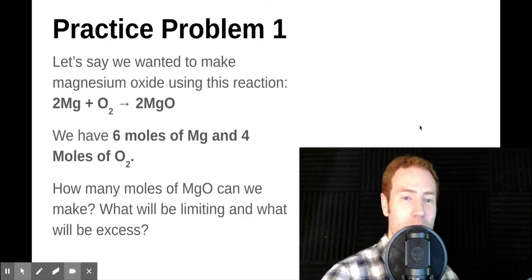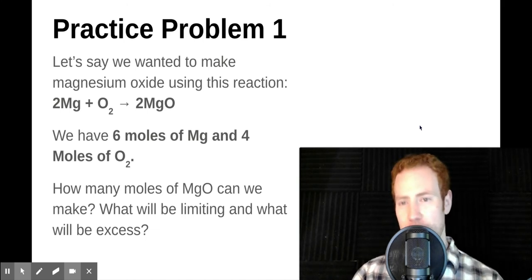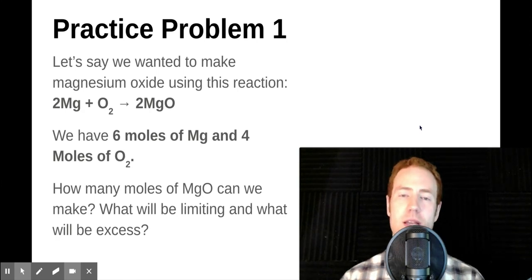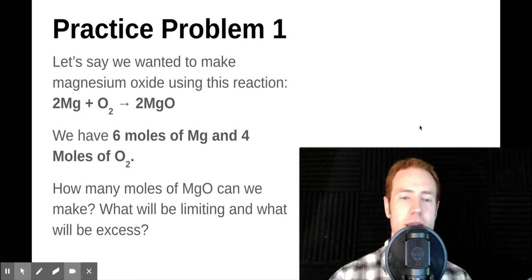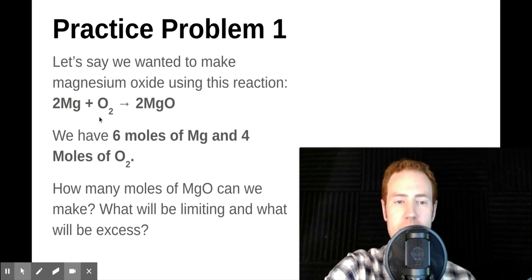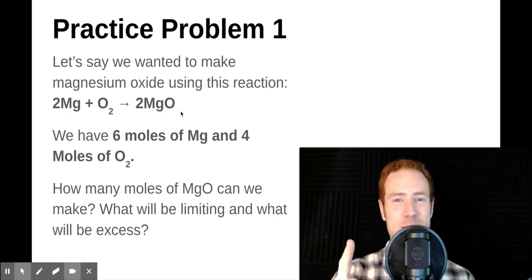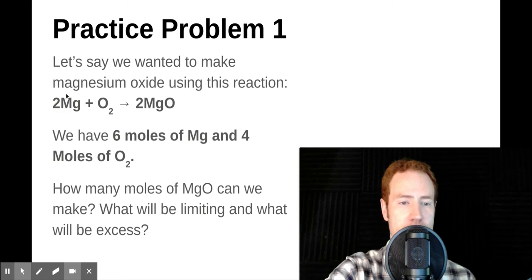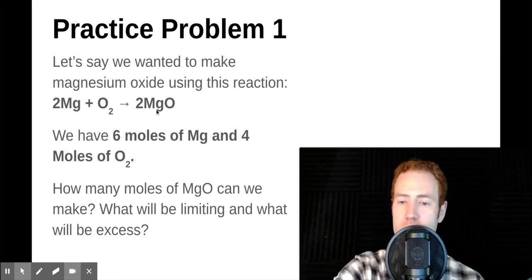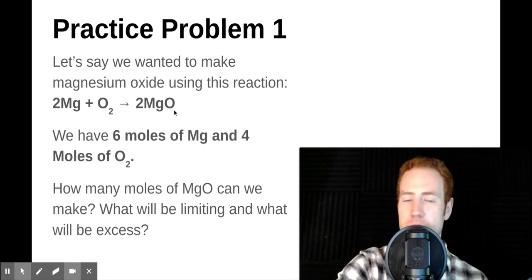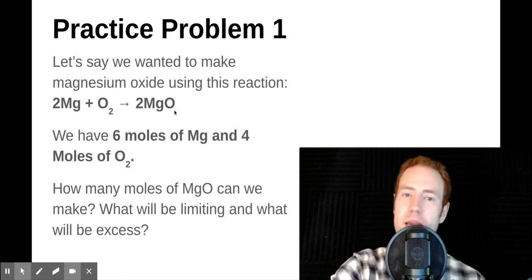So, let's take on a practice problem here, a chemistry practice problem. Let's try to apply those concepts of limiting and excess reactants to this new scenario. So let's say that we want to make magnesium oxide using this reaction: magnesium and oxygen reacting together to make magnesium oxide. Now, what I just said, the first thing you should do is check to make sure that this is balanced. So I'm looking at this and I'm seeing two magnesiums in the reactants and two magnesiums in the products. So magnesium is balanced. I'm seeing two oxygens in the reactants and two oxygens in the products. So it looks like this is a balanced equation and we don't have to worry about that right now.